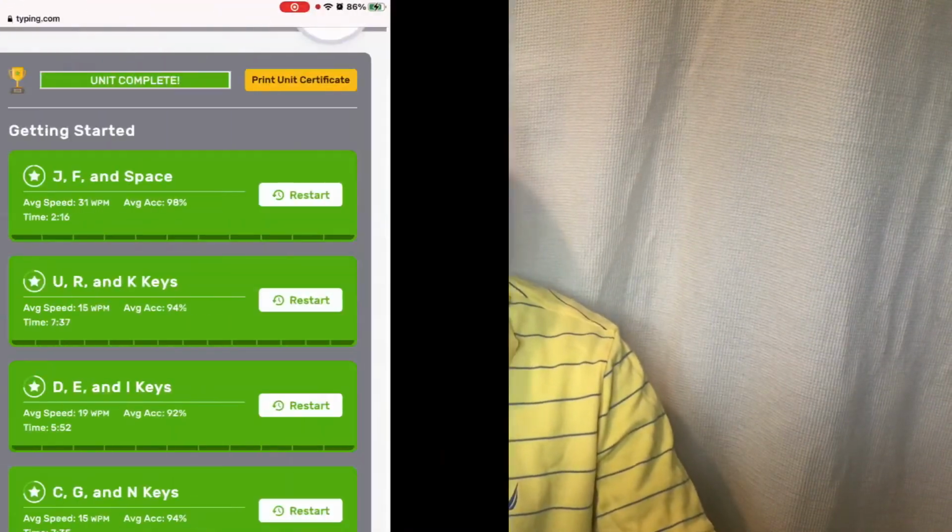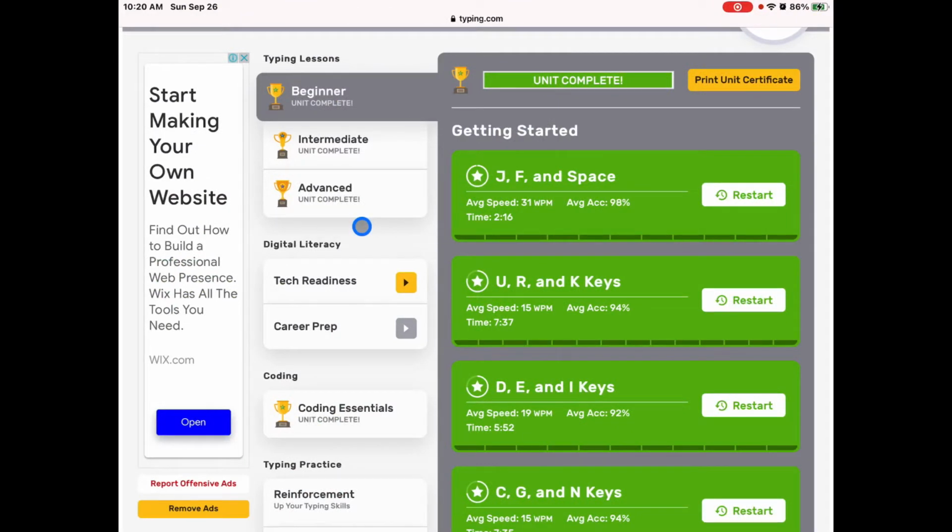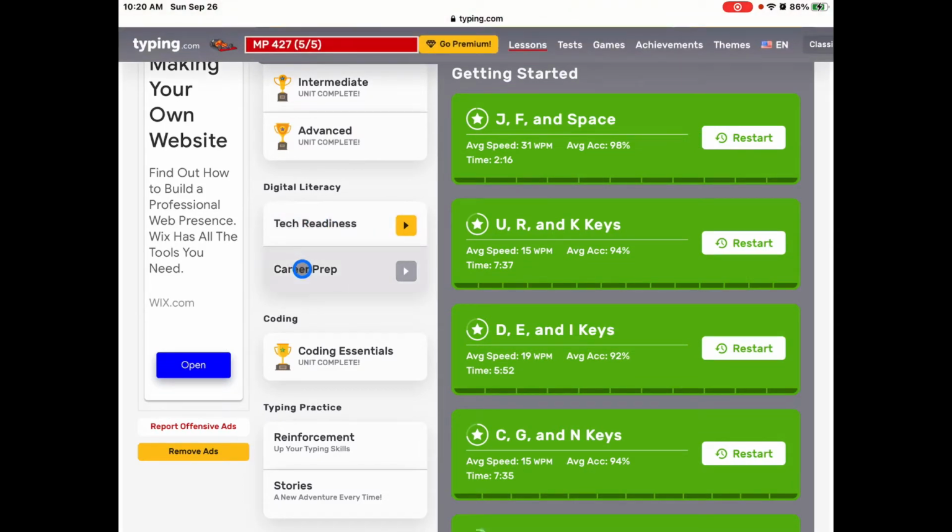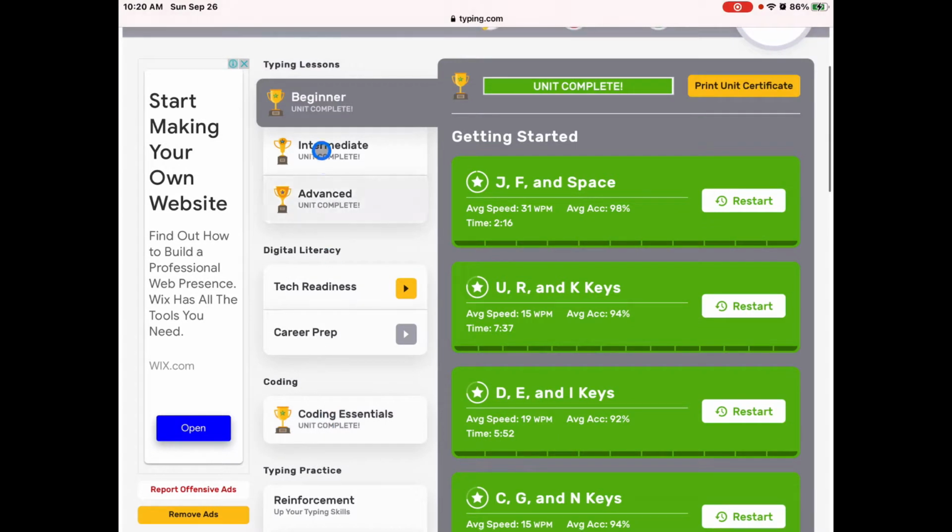Let's go! Okay, so I am in typing.com right now, and you can follow my blue circular cursor here. Beginner, intermediate, advanced. It has all these different lessons: tech ready, career prep, coding essentials. We're going to get to coding essentials very soon, but first, if we look at the beginner, that's where I started 11 days ago, and it keeps track of your stats.